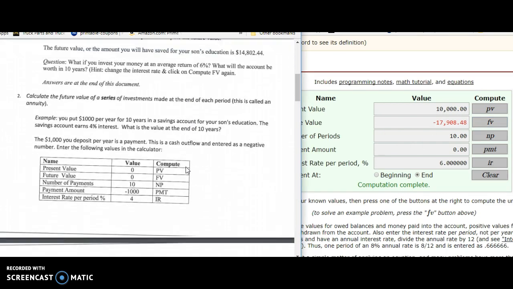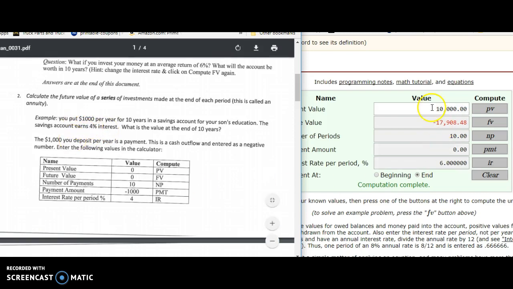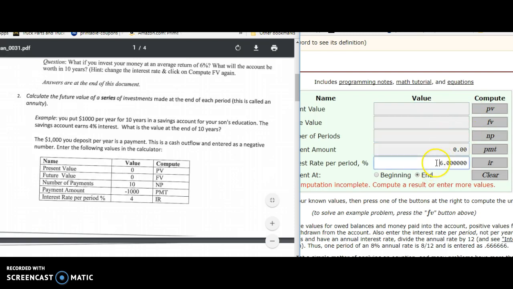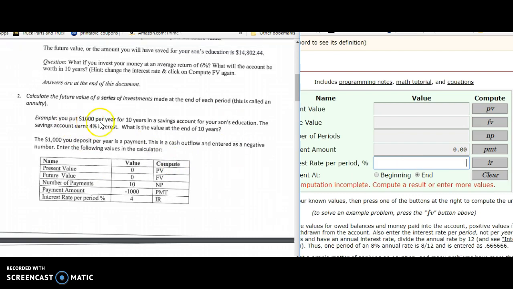Now for number 2, you put in 1,000 per year for 10 years in a savings account for your son's education. The savings account earns 4% interest, and that's per year. So what I like to do is delete all these numbers so we can put in the new numbers for this next one. You put in 1,000 per year for 10 years. So you're going to put 1,000, then another 1,000, then another 1,000, and so forth.